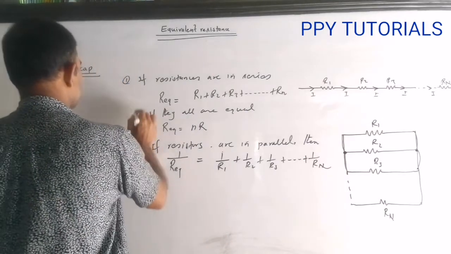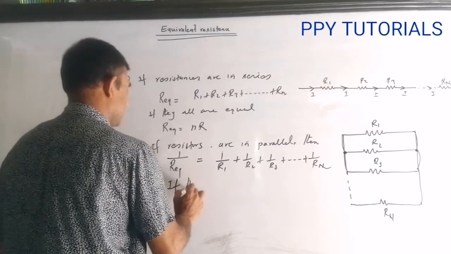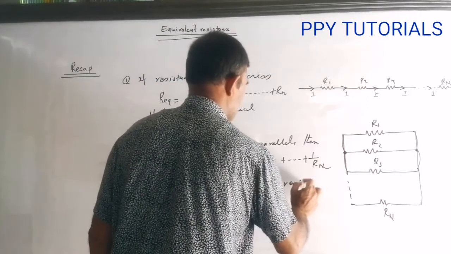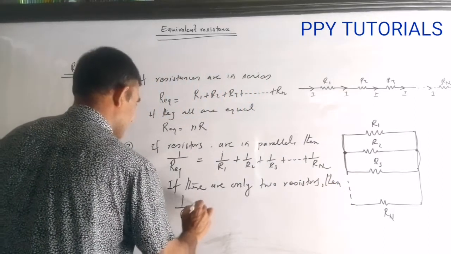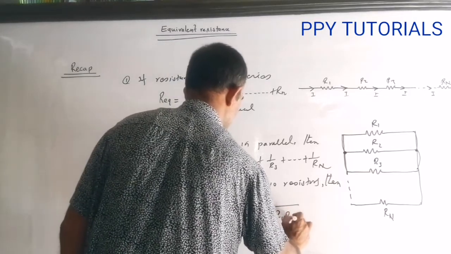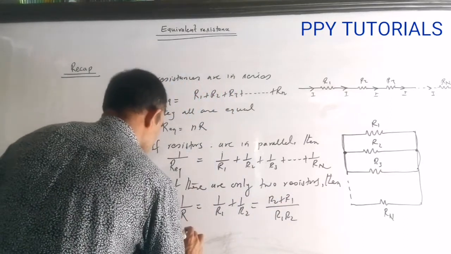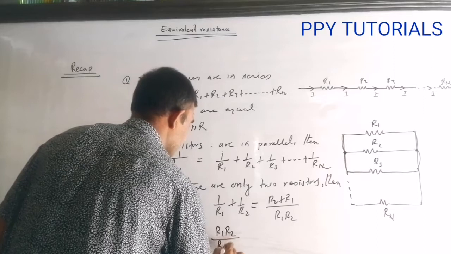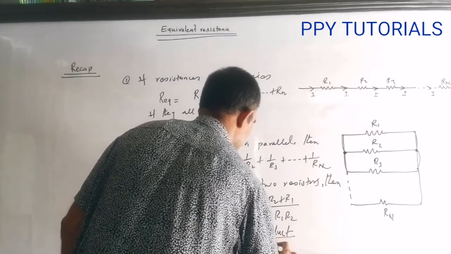Further, if there are only two resistors, then we will use a shortcut. What shortcut? Let's see. At that time, 1 by R will be equal to 1 by R1 plus 1 by R2. You take the LCM, and that will be R1 R2, and the numerator becomes R2 plus R1. Then do the reciprocal of this, so R will be equal to just upside down, R1 R2 by R1 plus R2. What do you get?